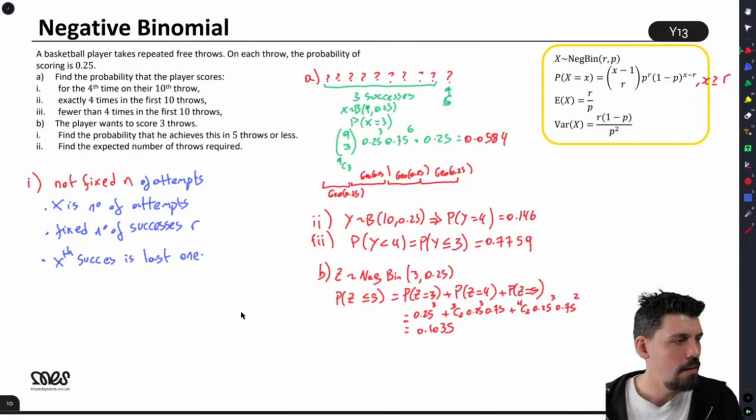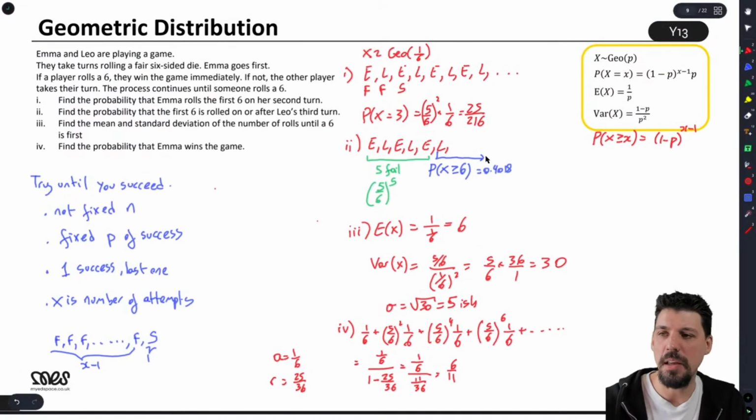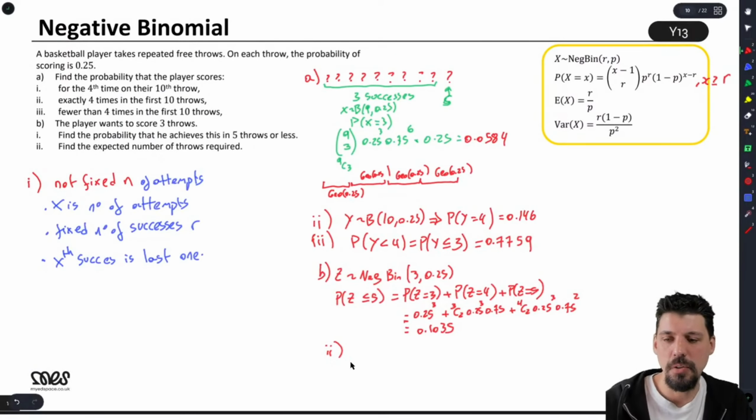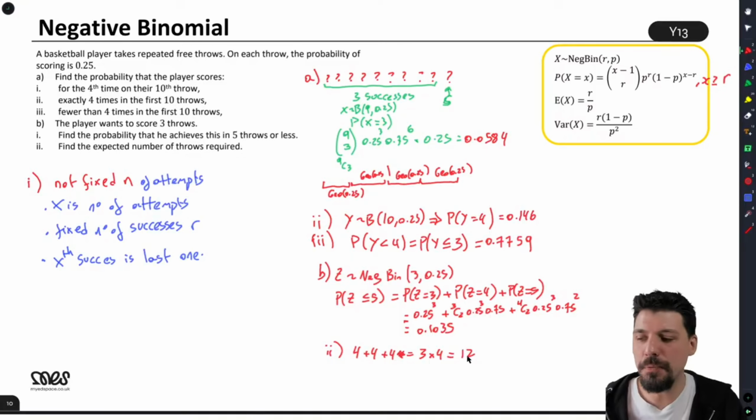Cool. Then finally, find the expected number of throws. You can either use the formula, but think about it. Like I've been saying, if you think about the number of attempts needed for each success, on average, from our previous slide, it's 1 over p. So you've got a 1 in 4 success rate for your throws. So on average, it'll take you 4 attempts to get the first success, 4 attempts to get the second success, 4 attempts to get the third one. That's it. That's 3 times 4, which is 12. So it's a fairly intuitive one, really.